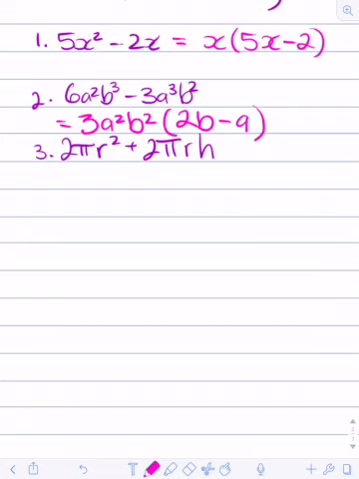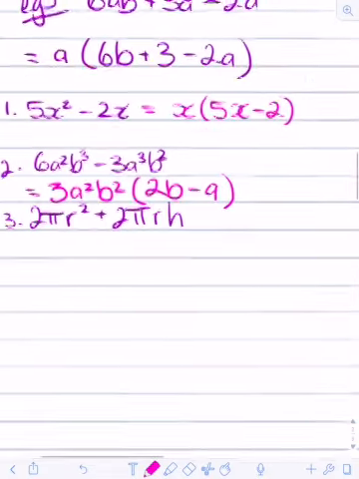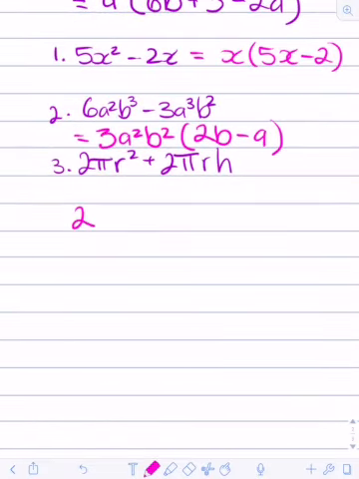Let's look at the third example. There, they both share the number 2. So the highest common factor of the numbers there is 2. 2 times 1, 2 times 1. They both share pi. So we can put pi outside. And they both share r. The lowest index one is r. What else do I need to get to 2 pi r squared? I need another r. And what do I need to get to 2 pi r h? I need another h. So that factorized there is 2 pi r bracket r plus h.